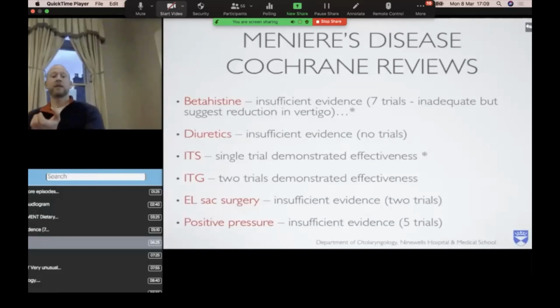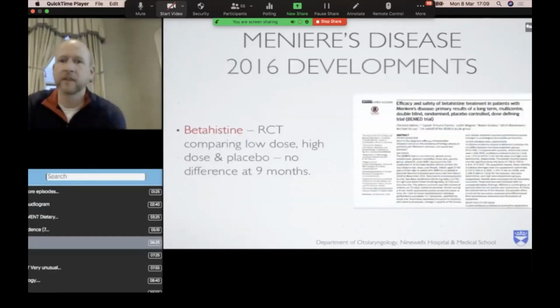Intratympanic gentamicin, again, 2 trials demonstrate that it works. So this is where your evidence is starting to rack up with that sort of level of treatment. Endolymphatic sac surgery, insufficient evidence, a couple of trials on it, but as with most Cochrane reviews, surgical studies don't do very well today because it's difficult to properly randomize and blind. Positive pressure, 5 trials in the Cochrane review, but insufficient evidence to say it works. So this is really quite a nice chat to have for your examiners.